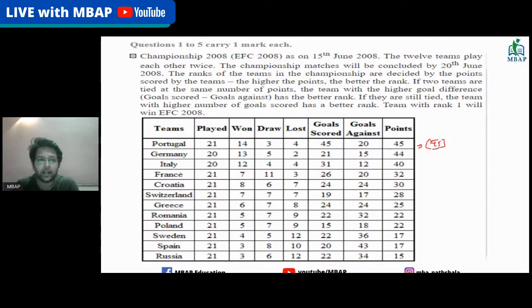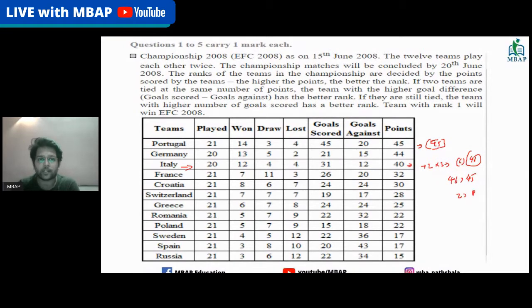Let's bring Italy into the picture. Italy has 40 points as of now, and two matches have been left. If Italy won both the matches, it's going to be on 46. 46 is more than 45. Only in this case, Italy will be above Portugal.